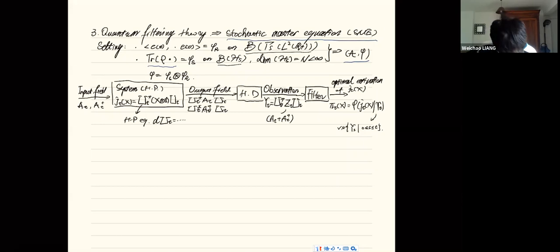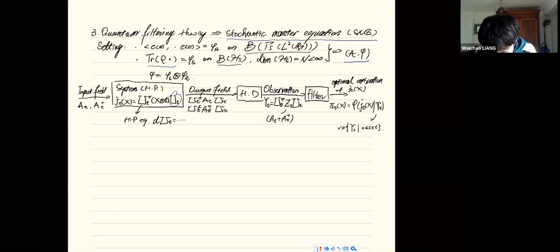In the last course, I already showed you this diagram to introduce the procedure of quantum filtering. We have the input field, characterized by A_t and A_t dagger. It interacts with the system, and we obtain the quantum flow, the time evolution of the observable in the Heisenberg picture, where U_t is the unitary operator, the solution of the HP equation. Then we obtain the output field.